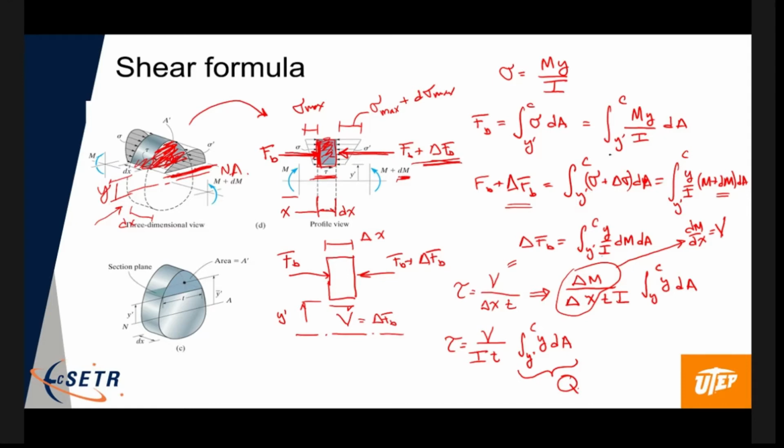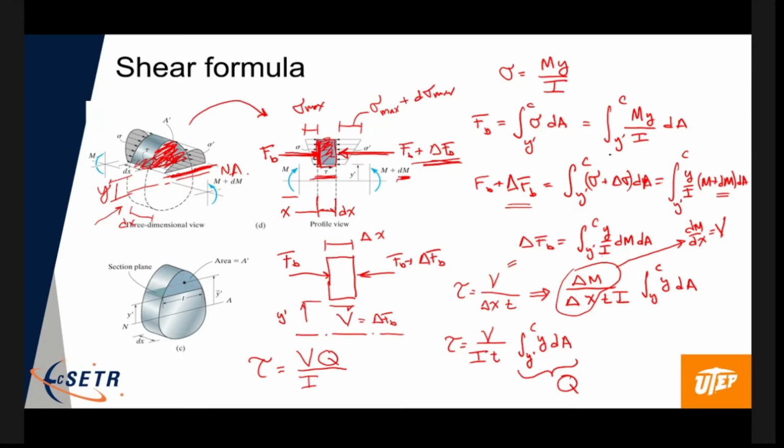So that tells me now that the shear stress equals the shear from the shear diagram, V, times this integral Q, which we'll talk about in a second, over I.